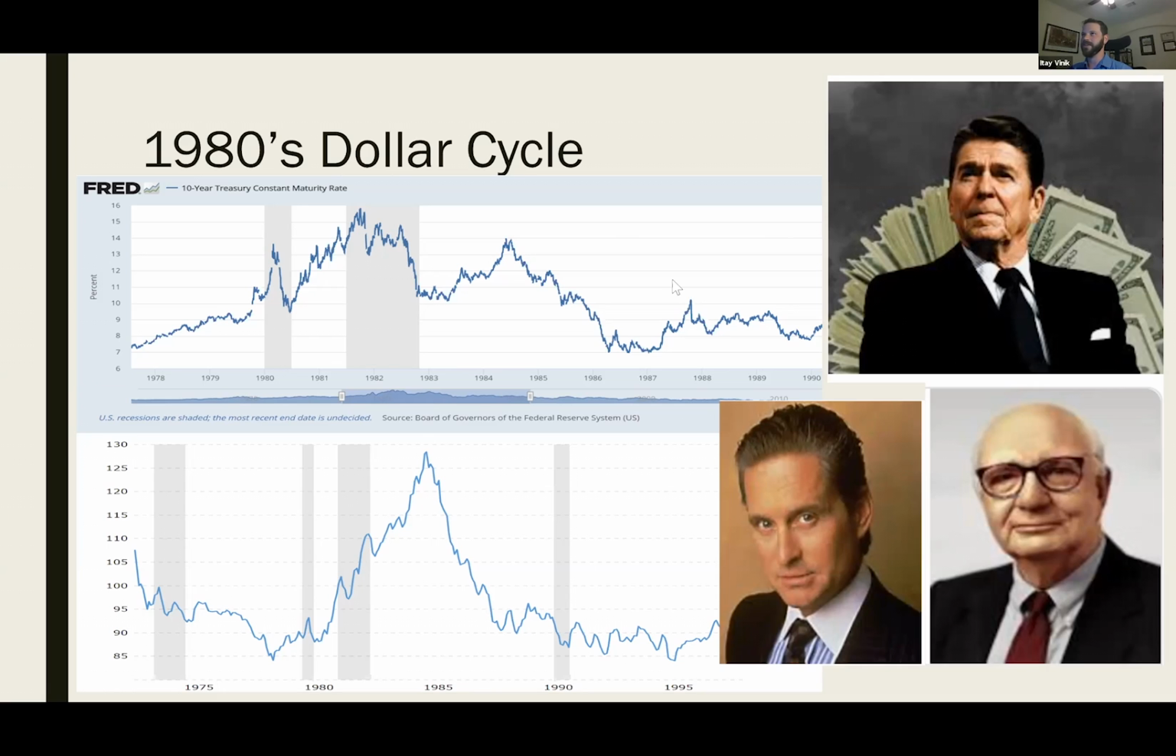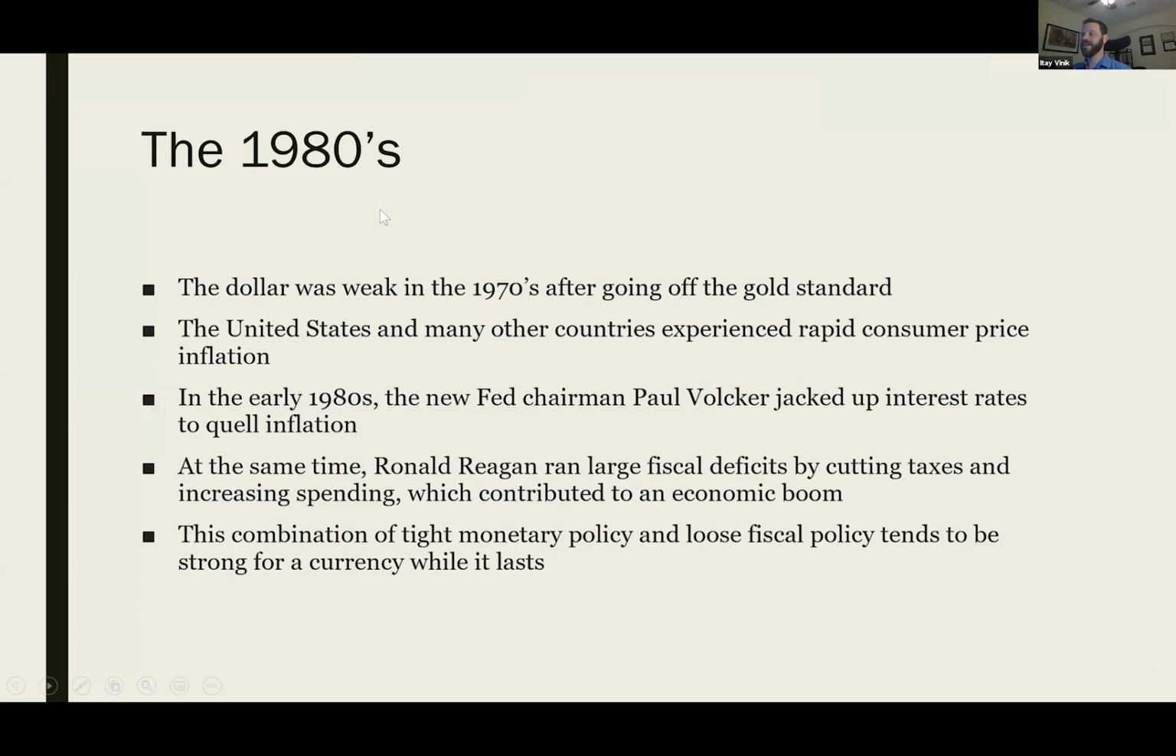Can you spot those three? I see Gecko, I see Reagan, and I don't know, some other old white guy missing hair. Okay. Head of the Fed.